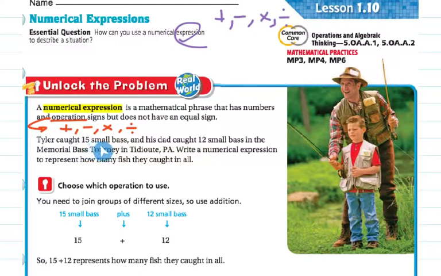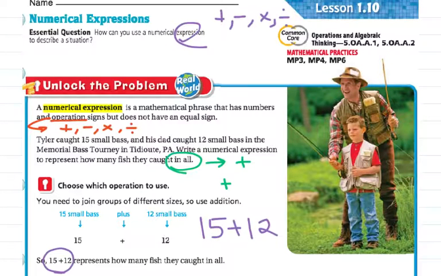So it says Tyler caught 15 small bass, and his dad caught 12 small bass in the Memorial Bass Tourney in Tidioute, Pennsylvania. Write a numerical expression to represent how many fish they caught in all. So it says choose what operation you're going to use first. You need to join groups of different sizes, so we're going to use addition. And also, boys and girls, if you see "in all," that's prompting you to think about addition. So we have 15 small bass plus 12 small bass as our numerical expression. So 15 plus 12 represents how many fish they caught in all. Notice we're just writing the expression. We're not actually solving it because that was not asked for in this example.